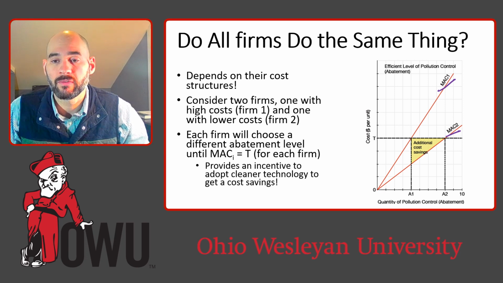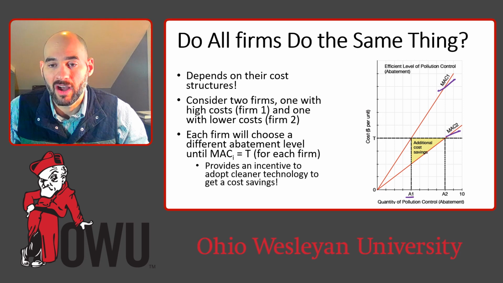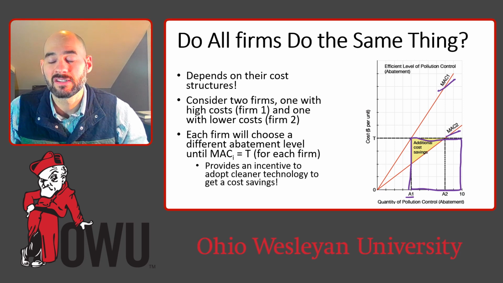And so firm 1 is going to choose to produce A1 units of abatement, meaning that they're going to pay taxes on everything below and to the right of that intersection. Firm 2 is going to pay taxes on everything to the right and below of the intersection of their marginal abatement cost curve with the tax curve. So it's just going to be the smaller blue square.